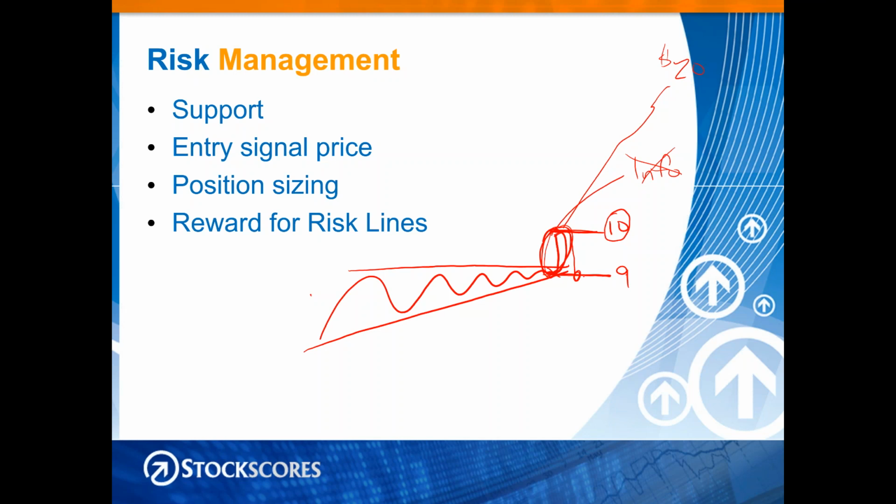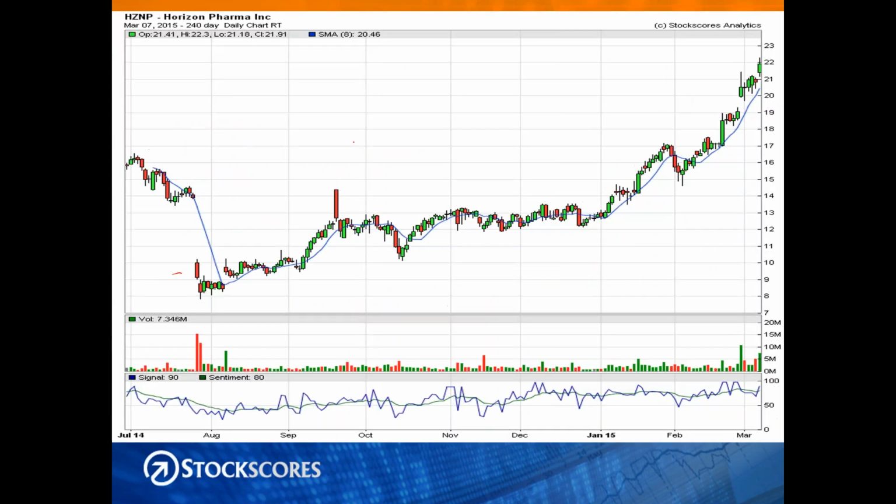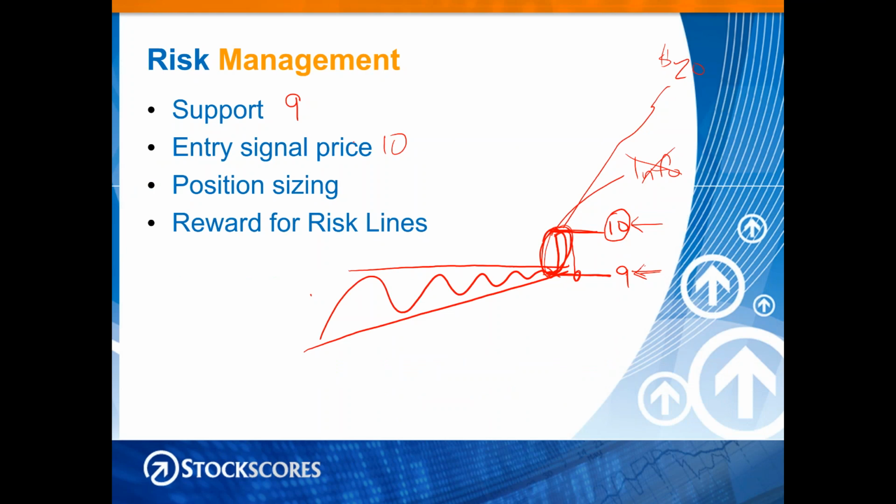And so it makes perfect sense then that if we are going to buy the stock at $10, we should plan to lose if it goes down below the last inflection point at $9. So $9 is the support price, entry price is $10, and from that we can define our position size. Okay, if we are buying at $10 and we're going to take a loss if it goes down to $9, that means we have a risk per share of $1. If we buy one share, our risk is $1 plus commissions.